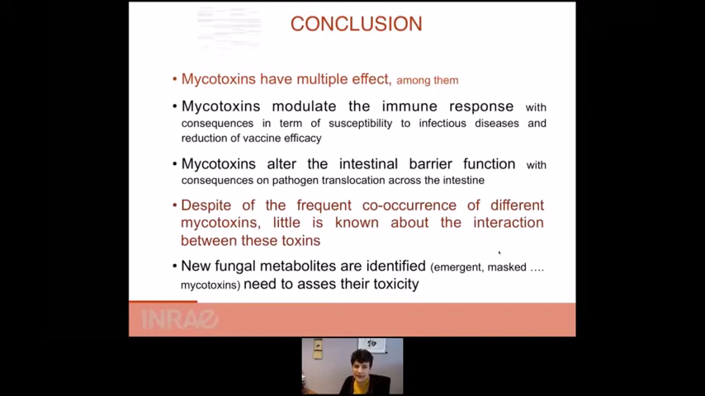So now I go to my conclusion. Mycotoxins have multiple effects on animals, and among them, they are able to modulate the immune system. The main consequences of this are increased susceptibility to infectious disease and reduced vaccine efficacy. Something that I didn't show you also is that mycotoxins are able to alter the intestinal barrier function. Then the intestine is not a barrier anymore, and this has consequences, especially in terms of pathogen translocation across the intestine.